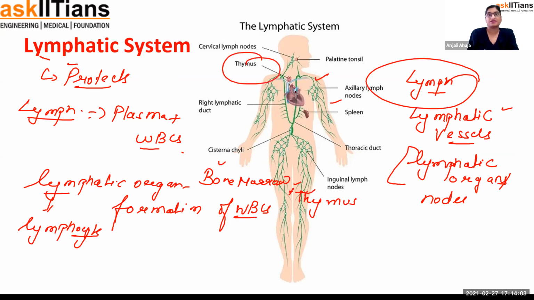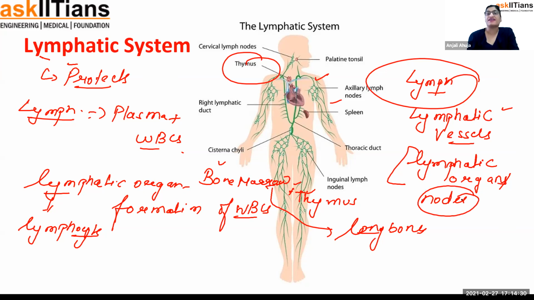This is the thymus, near the heart, above it. In babies, its size is large, and then as the person grows up, the size keeps on decreasing in an adult. And bone marrow is present in long bones. Bone marrow is a place inside the bone. Clear?